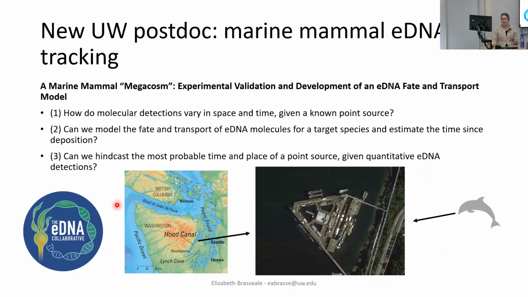The three goals of this project are: how do molecular detections vary in space and time given a known point source? Can we model the fate and transport of eDNA molecules for a target species and estimate the time since deposition? And can we hindcast the most probable time and place of a point source given quantitative eDNA detections?